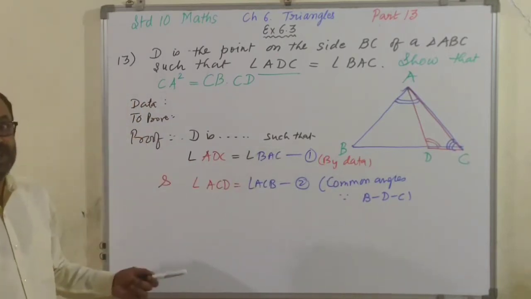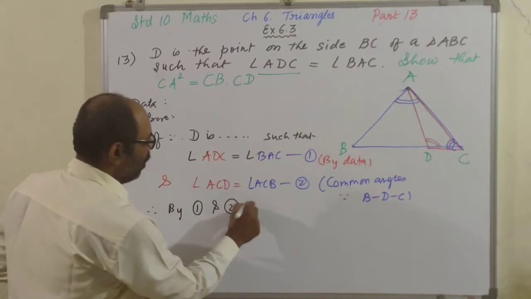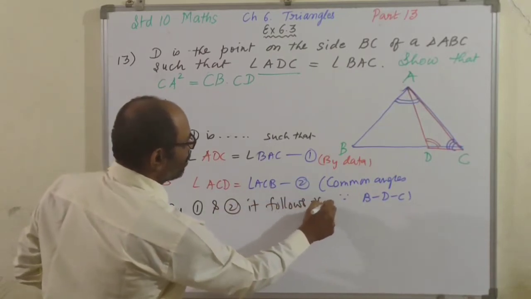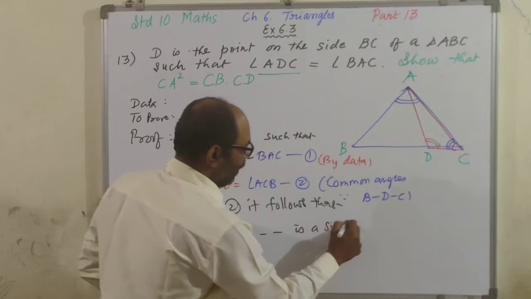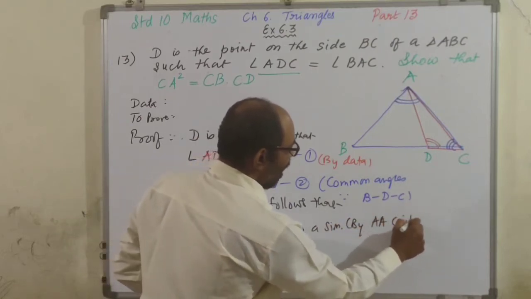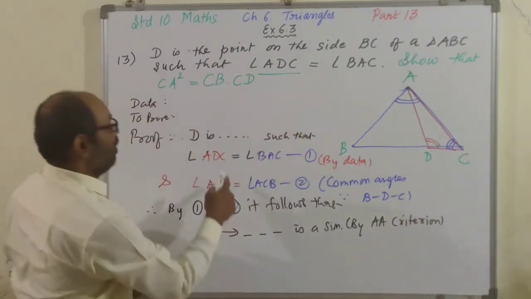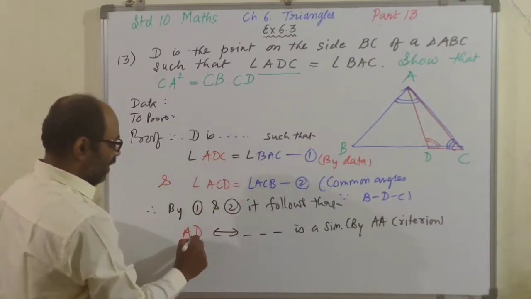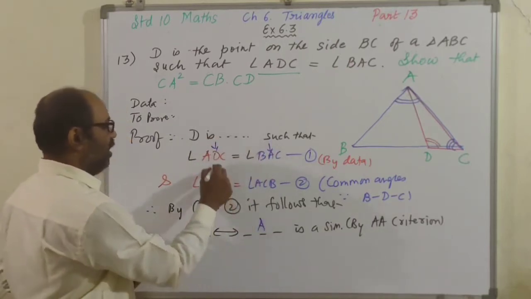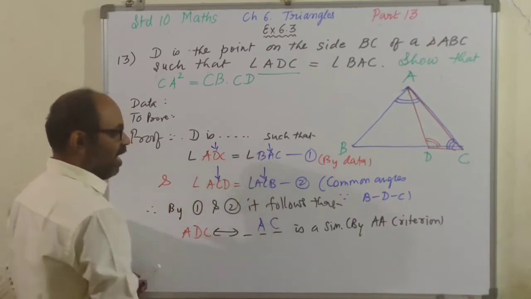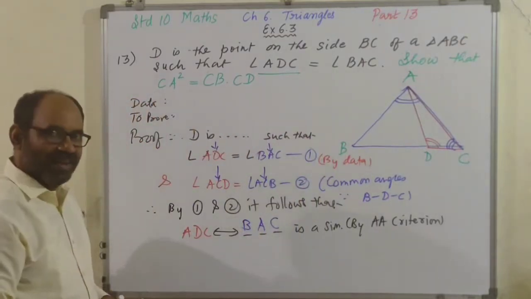By 1 and 2, which condition is satisfied, a criterion. Therefore, by 1 and 2, it follows that, dash corresponds to dash, dash, dash is a similarity by AA criterion. All right? ठीक है, चलिए अभी इसका red, let's see, side पे red path है, so let me write ADC. अब corresponding angle B corresponds to A, B बीच में, A बीच में, C corresponds to C, C last, C last. अभी blue का A और C आ गया, बच गया B, fill in the blank कर दो, similarity.